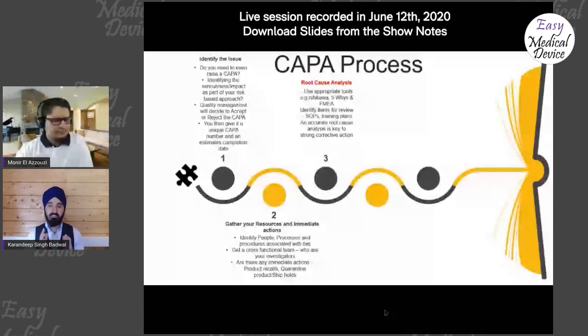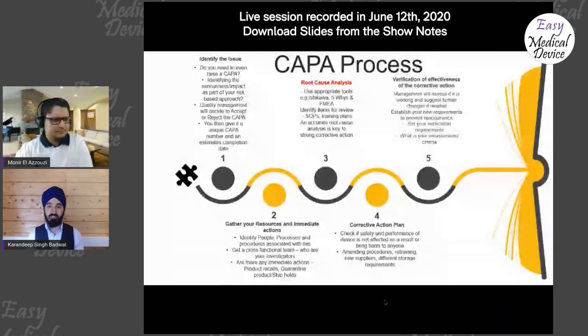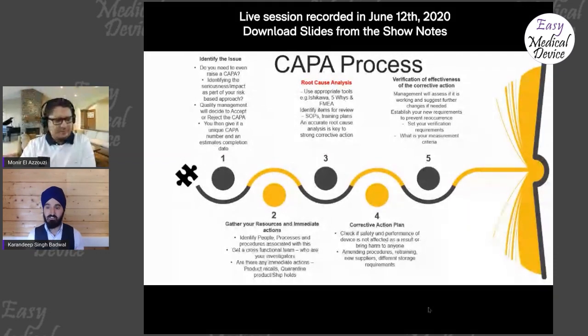Number 5, this is another more important one, is verification of effectiveness of your corrective action. There's no use just putting a corrective action plan in place and then just saying, yep, it works, 2 weeks later, close off the CAPA, then the issue arises again. What you need to do is allocate enough time, a few weeks, months, even years if you need to, and you need to have some sort of measurable data to say that this corrective action is working. You need to set your verification requirements. And what is your management measurement criteria? Is that the amount of complaints coming in? Is it the amount of recalls, the amount of scrap materials, etc.? So you need to set what those parameters actually are.